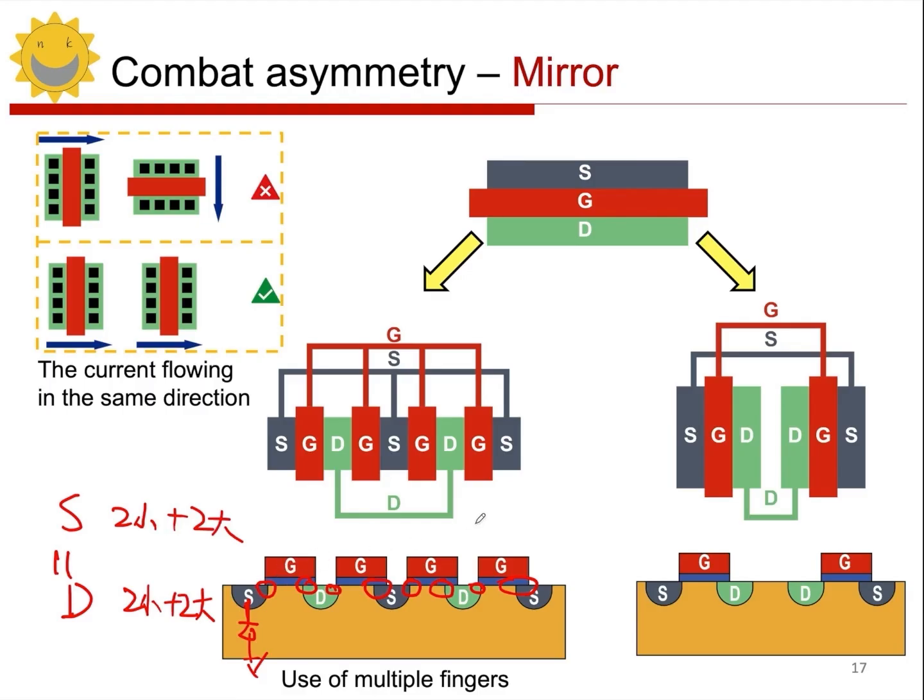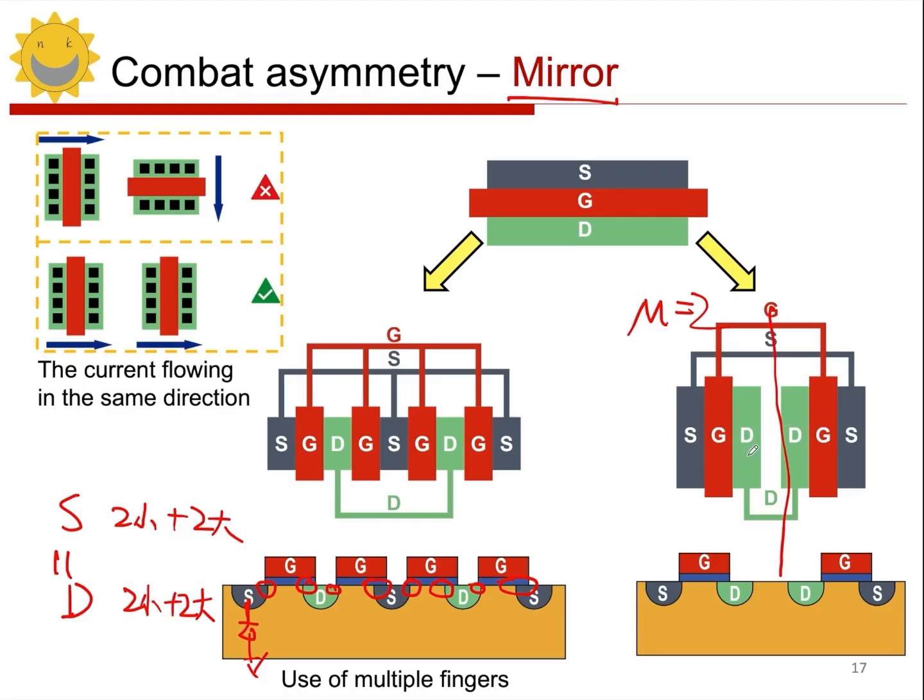So what is a better way? We use, for example, our m equal to 2, multiplier. Then what do we use? Use the mirror method. After m is equal to 2, we make a central axis, and then make a left-right mirror image. After the mirror image, the left side of the transistor is the source and the right side is the drain. The left side of the other transistor is the drain, and the right side is the source.